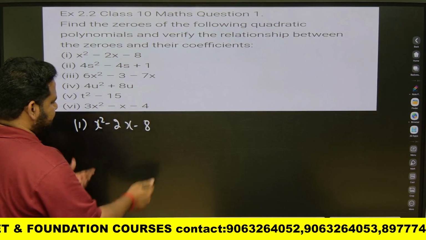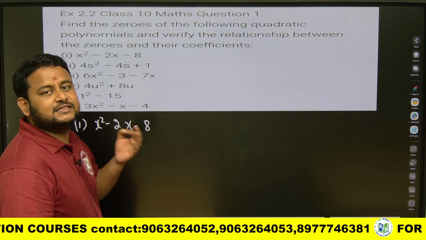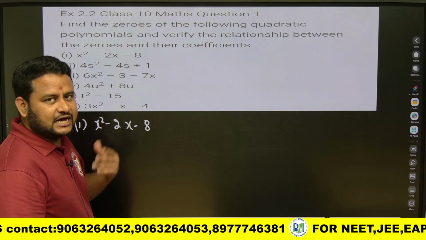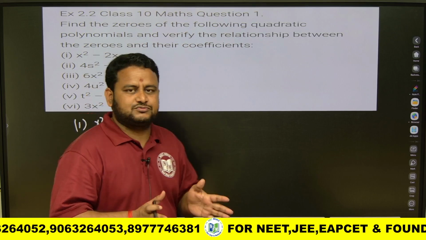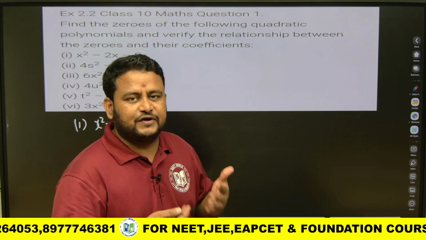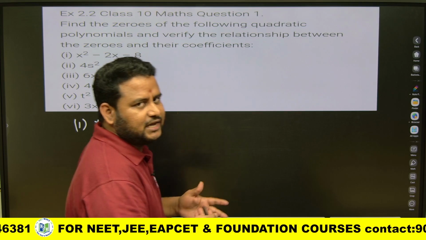Now I should find the zeros of the polynomial. To find the zeros of the polynomial, let us use the splitting the middle term method, which you have done in class 9th also. All these methods you have already learnt in class 9, because class 9th also has the quadratic equation. There you have learnt how to find the roots of the quadratic equation, that is nothing but the zeros of the polynomial here.